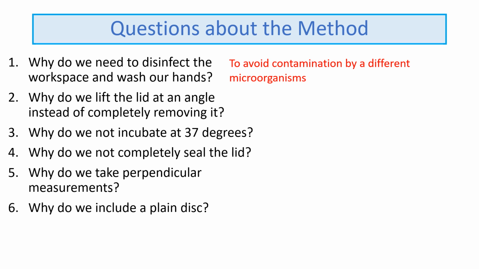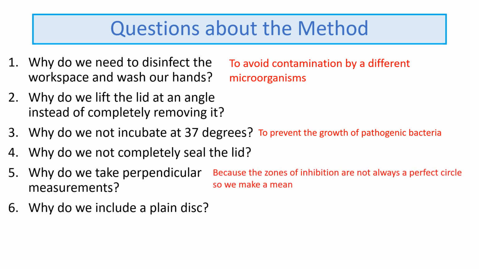We lift the lid at an angle to prevent the entry of pathogens from the air. We incubate at 25 degrees because we don't want to grow pathogenic bacteria. So we grow it at 25 degrees in school because that should only produce safe bacteria. We do not completely seal the lid because we need oxygen to be able to get in there so the bacteria can respire.